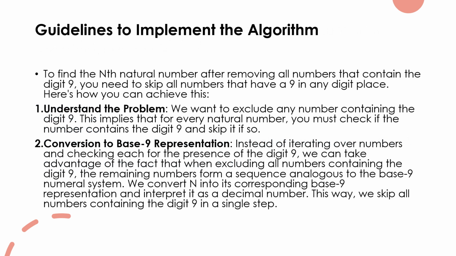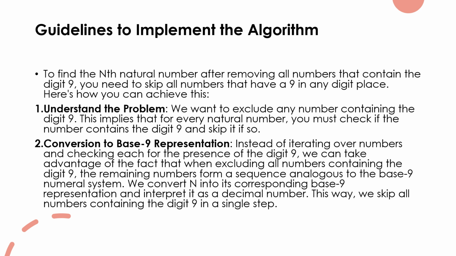To find the nth natural number after removing all numbers that contain the digit 9, you need to skip all numbers that have a 9 in any digit place. Here's how you can achieve this. Understand the problem. We want to exclude any number containing the digit 9. This implies that for every natural number, you must check if the number contains the digit 9 and skip it if so.